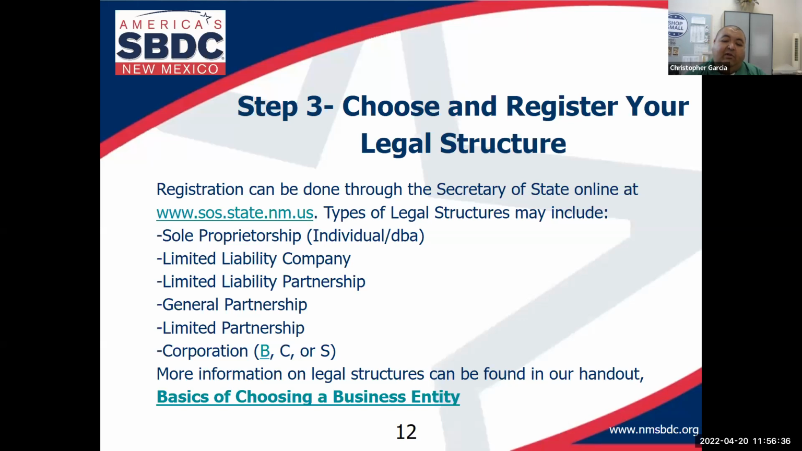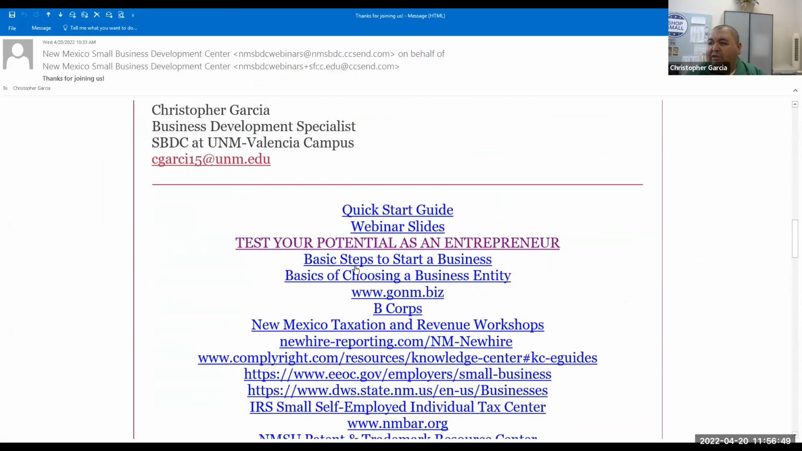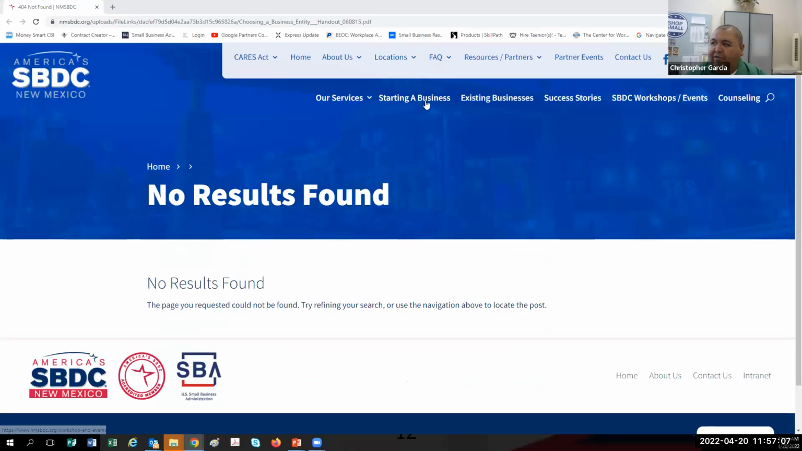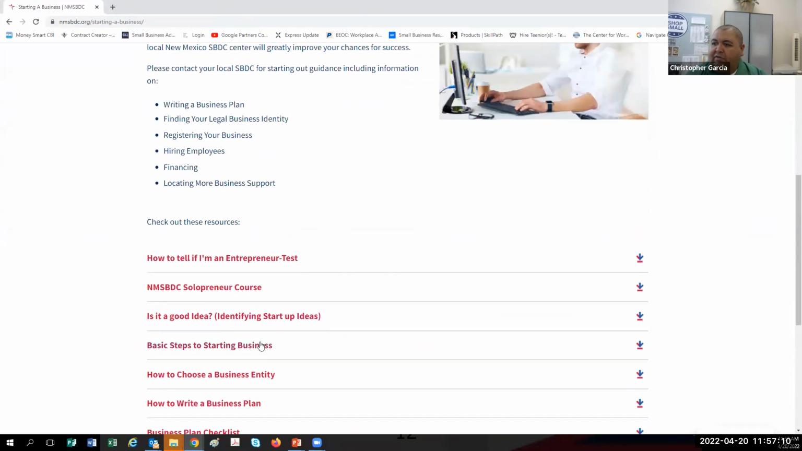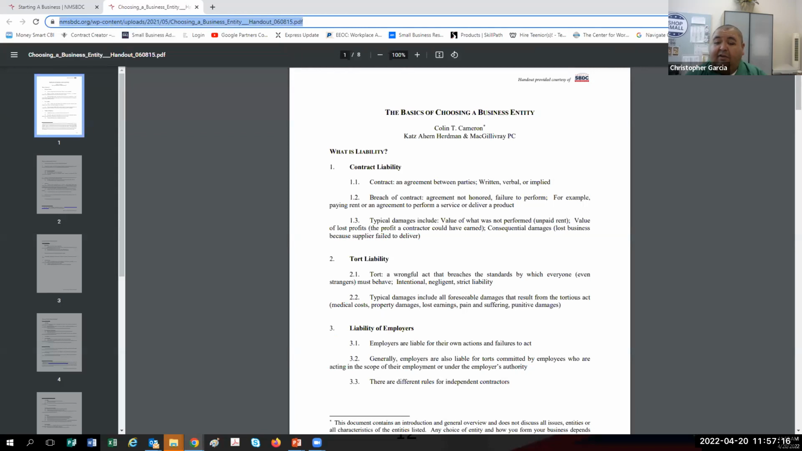Let me open up that follow-up email and I'll show it to you. Here's the follow-up email, and here's the Basics of Choosing a Business Entity. The page cannot be found. So let me find that for you. How to Choose a Business Entity. The name just changed a bit. And I'm going to chat over that link to everybody on the call right now.